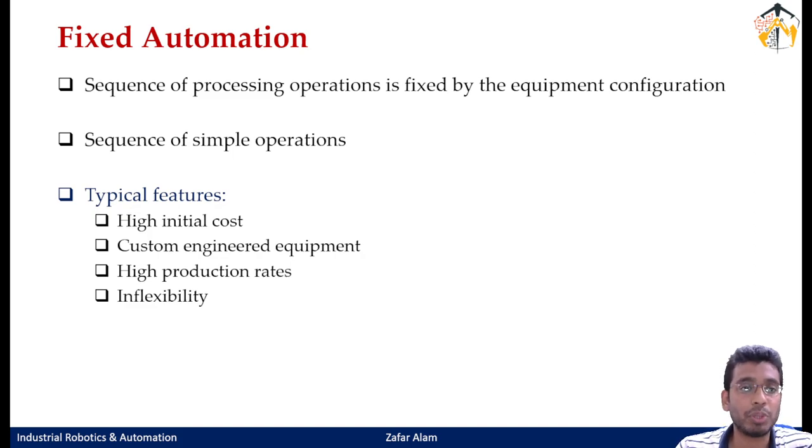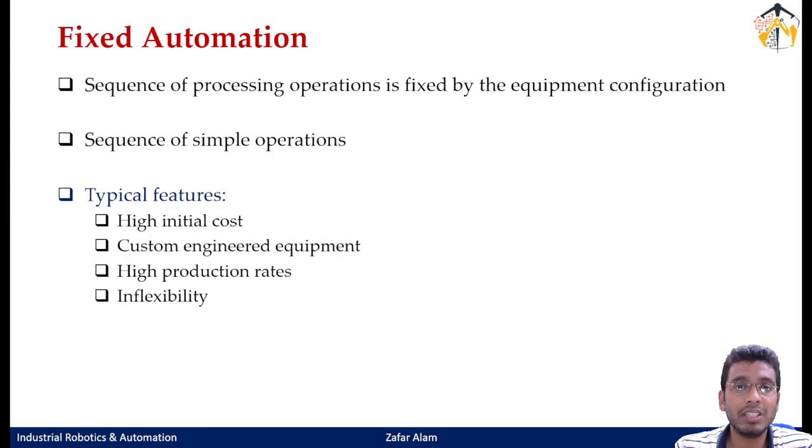That is why, because of these special purpose machines, the initial cost is very, very high. Most of the equipment is custom engineered to do a particular operation. Production rates are exceptionally high. And of course, if you talk about flexibility, we have minimum flexibility here.